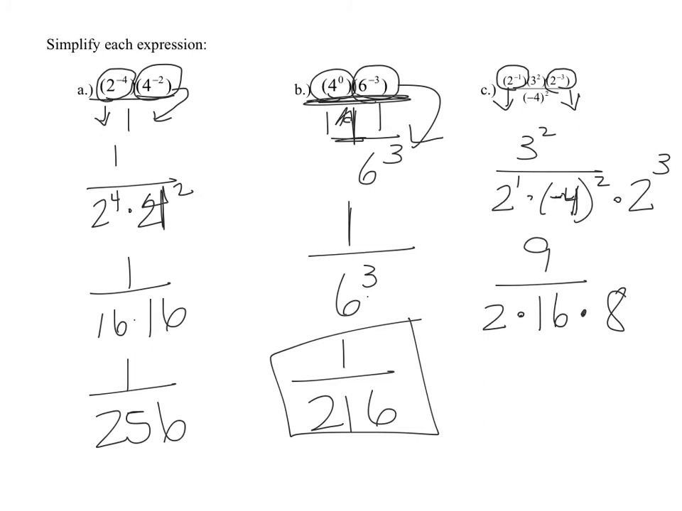So now, if you could reduce any of this, because it's all multiplication down here, you could totally do that. But there's nothing that goes into 9, 2, 16, or 8. So I'm just going to multiply it together. And when you multiply it together, you're going to get 9 over, well, you could do 2 times 16 is 32, and then 32 times 8, but my brain is going, I want to do 2 times 8, which is 16, and then 16 times 16, we should know, is 256.